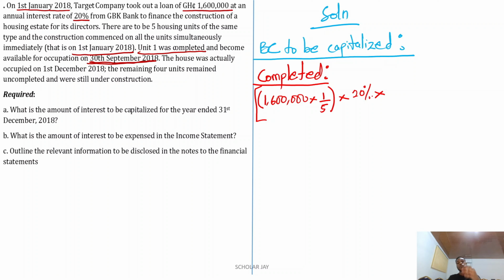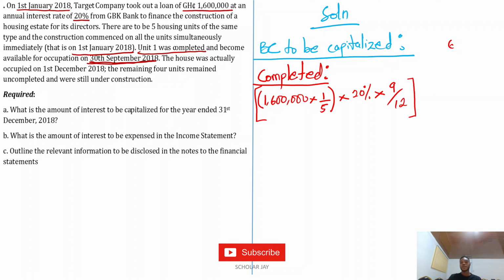Times when we start completing. When did we start building the asset? We started building on 1st January 2018. And when did we end it? We ended it in what? September. So how many months? That is 9 months: January, February, March, April, May, June, July, August, September. So that is 9 months. So it's going to be 9 out of what? 12. Are you getting the picture?